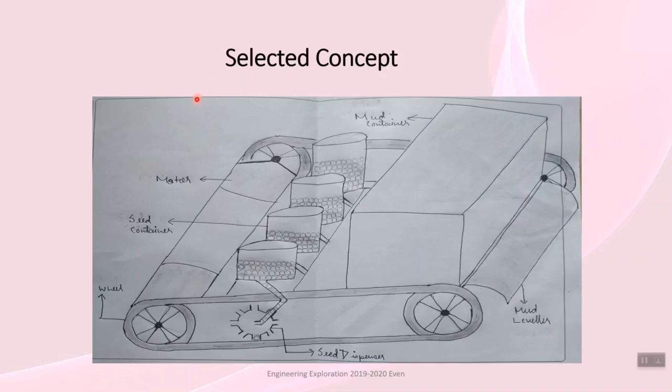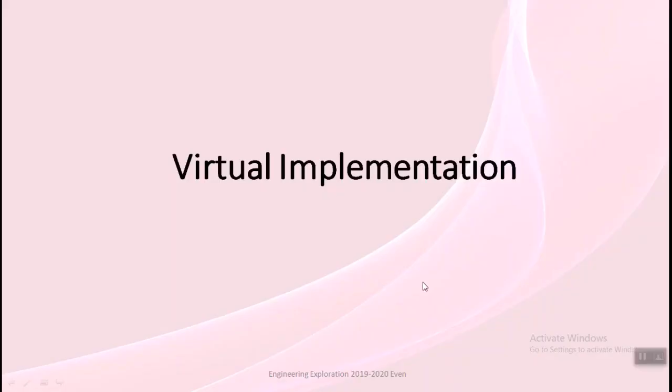In this machine, we used wheels for the motion of the machine and a seed dispenser to dispense the seeds. This machine consists of 4 seed containers and a mud container. It also consists of a mud leveler to remove the excess mud. After successfully selecting the most suitable concept among the 4 concepts that we have generated, here we come to the next phase of our project, that is virtual implementation and 3D modeling.